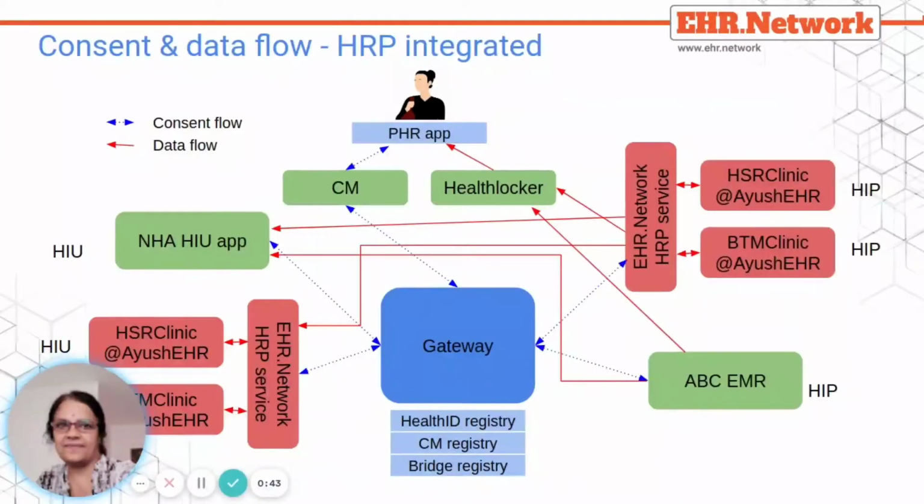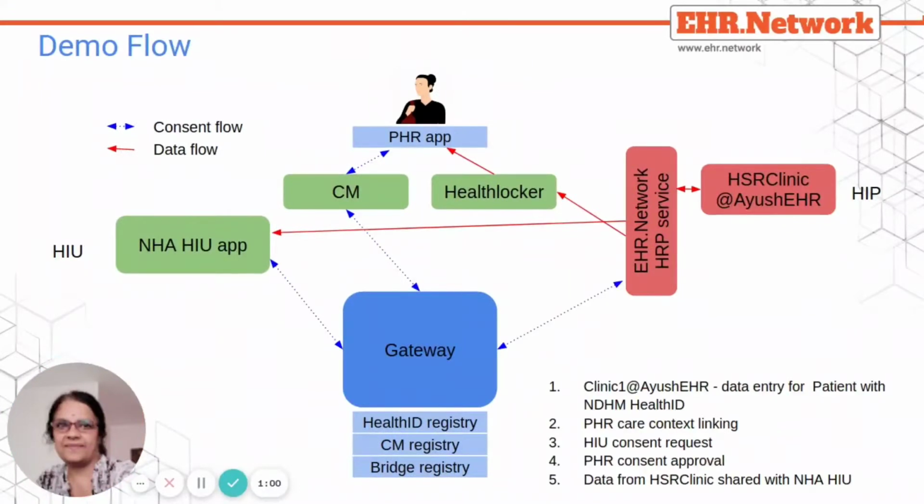Ayush EHR is an OP clinic application that can host multiple facilities. HSR Clinic and BTM Clinic are examples of facilities. Through the HRP service, these clinics can now share information with each other as well as with the PHR app and the HIU app. For the demo, we will be using HSR Clinic, where a patient with an existing healthcare ID will visit for healthcare.